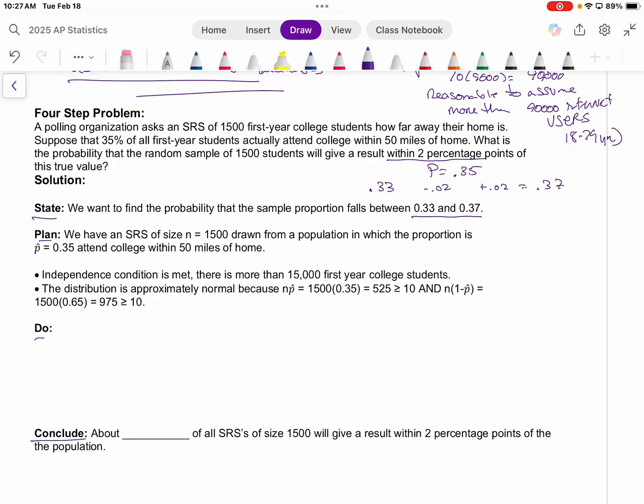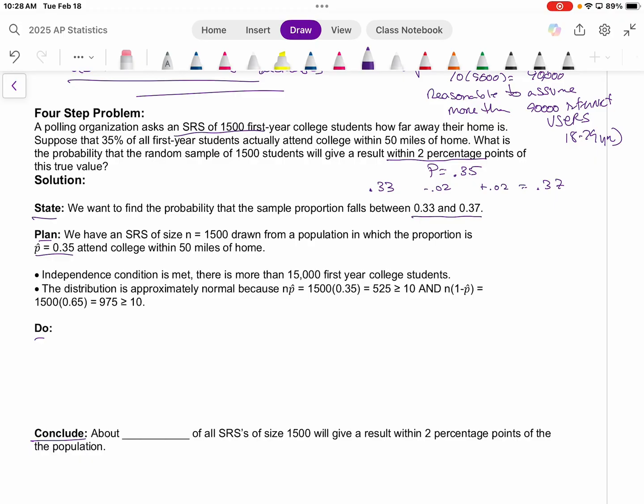So we're going to let them know. Now, you could phrase it as saying, we want to find the probability that the sample proportion falls within 2 percentage points of 35%, and not actually find those two numbers. But we're going to use those two numbers when we do the normal CDF, if we meet those conditions. In our plan phase, we would say something. We have a simple random sample. They told us there is a simple random sample of 1,500 drawn from a population in which the proportion is 35% attend college within 50 miles.